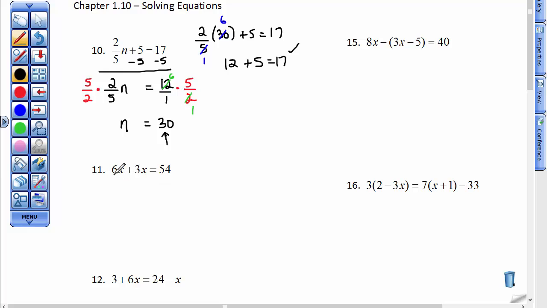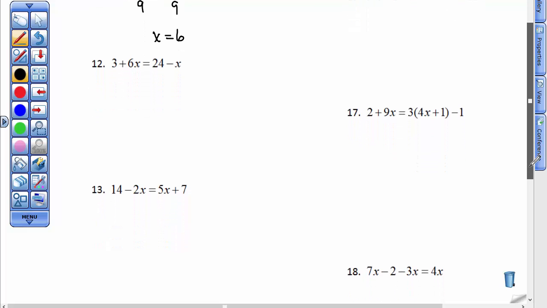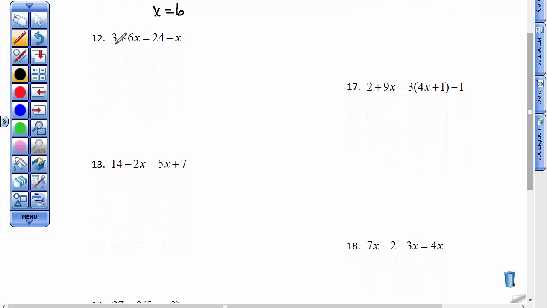Now, when you have two terms on one side of the equal sign that are like terms, you must combine those like terms first before you apply the two principles. So 6x plus 3x is just 9x. And then I'm going to divide both sides by 9 to solve for x, and I'm going to find out that x is equal to 6. So you've got to clean up the two sides of the equation before you apply the principles.